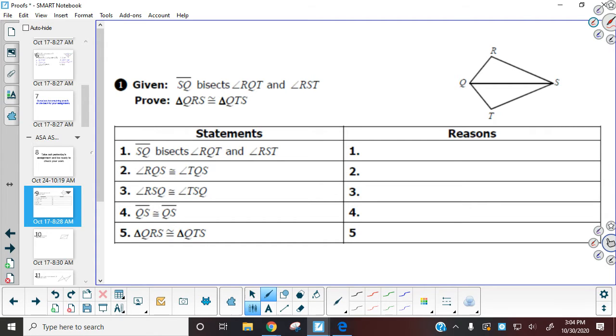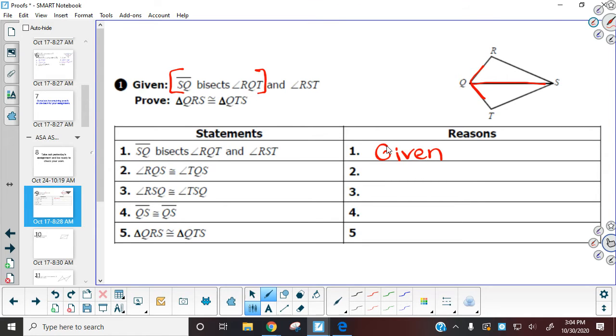So the very first thing here, if you notice, is that this has your statements or your conclusions given to you. So again, our very first step, always the given. All right, so that is always the case. Now if we look at this, what they did is they picked this apart. So if we look at SQ bisecting the angle RQT, SQ bisects this angle.